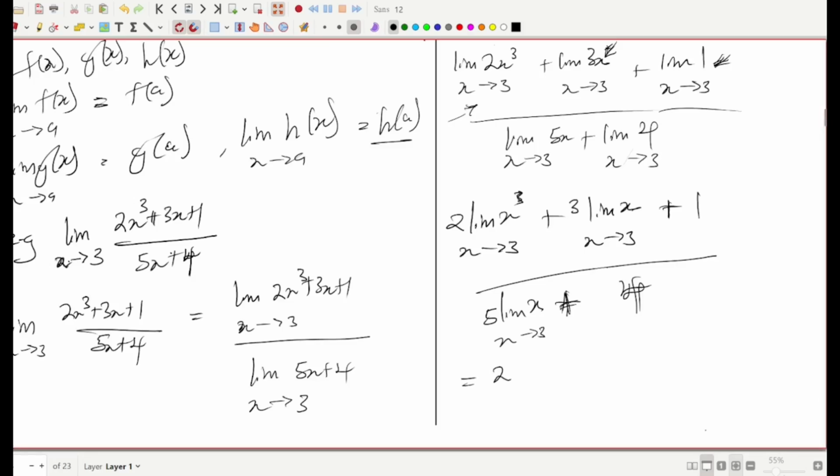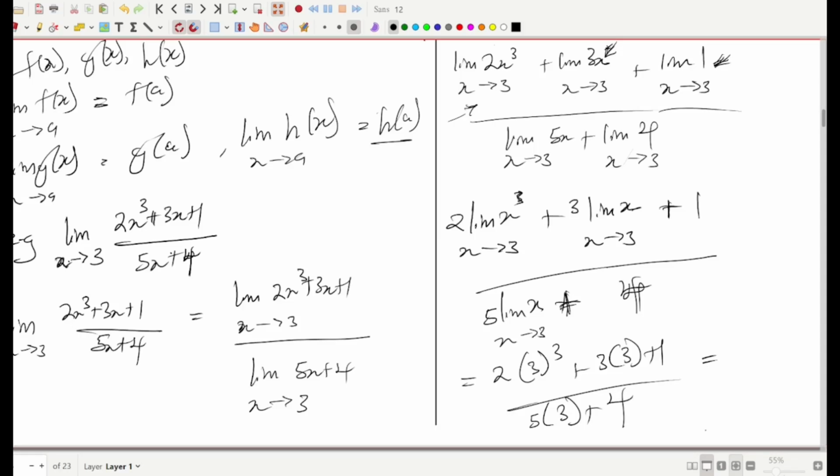So what are we going to have? 2 multiplying 3 cubed plus 3, plus 1, divided by 5 multiplying 3 plus 4. What do we end up with? 3 cubed is 27 times 2, 54 plus 9 making 63 plus 1, 64. 5 times 3 is 15, plus 4, 19. So we end up with this.